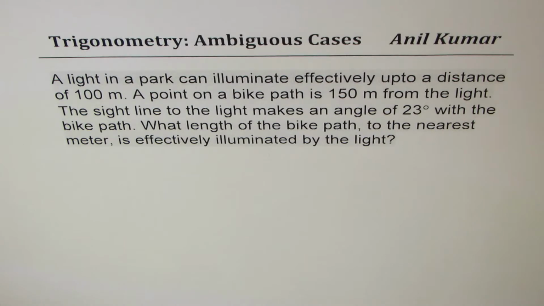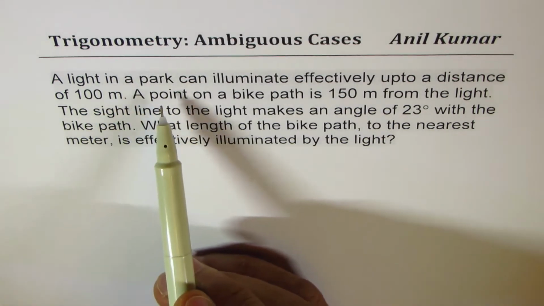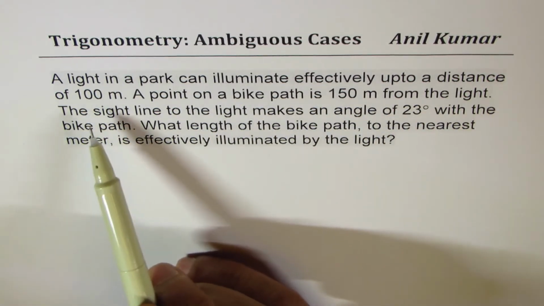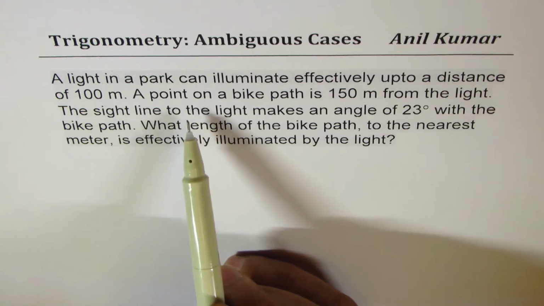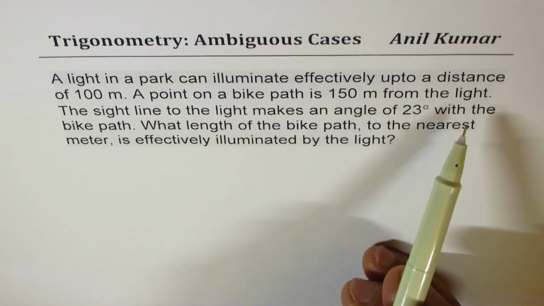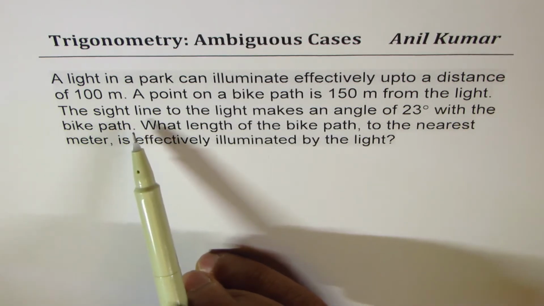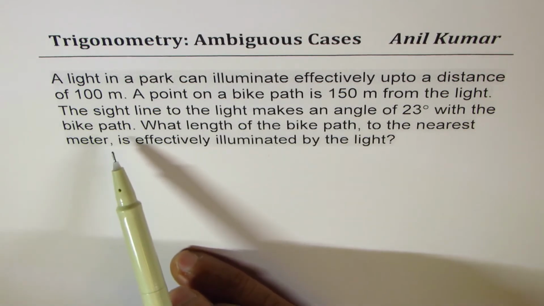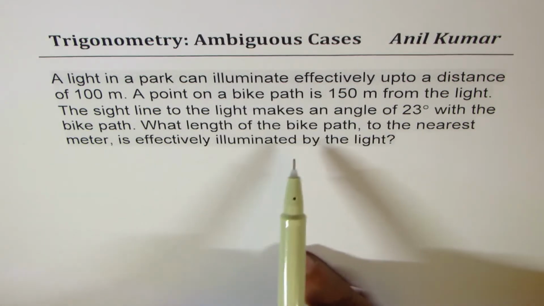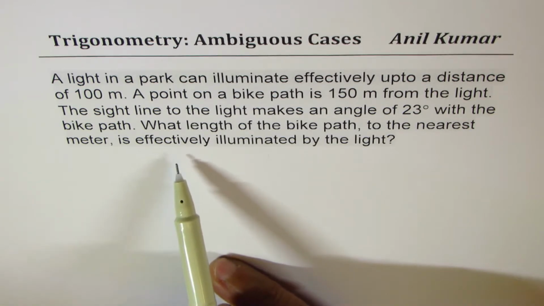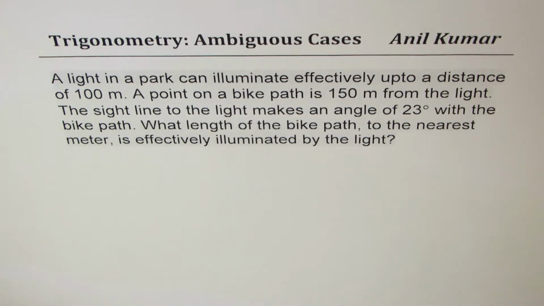Then we have an application question here, which says a light in a park can illuminate effectively up to a distance of 100 meters. A point on a bike path is 150 meters from the light. The sight line to the light makes an angle of 23 degrees with the bike path. What length of bike path, to the nearest meter, is effectively illuminated by the light?